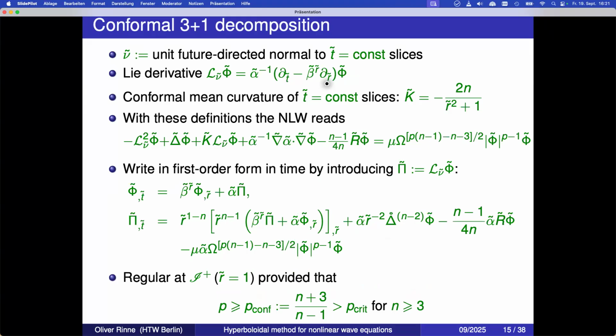Also, we are going to need the conformal mean curvature of the t tilde equals constant slices. So the conformal mean curvature, meaning in this conformal space, K tilde, is this expression here. And if you perform this 3 plus 1 decomposition, you can write the nonlinear wave equation in this way here. You see essentially a second Lie derivative along the normal lines, which is essentially a second time derivative, and then here the Laplacian.